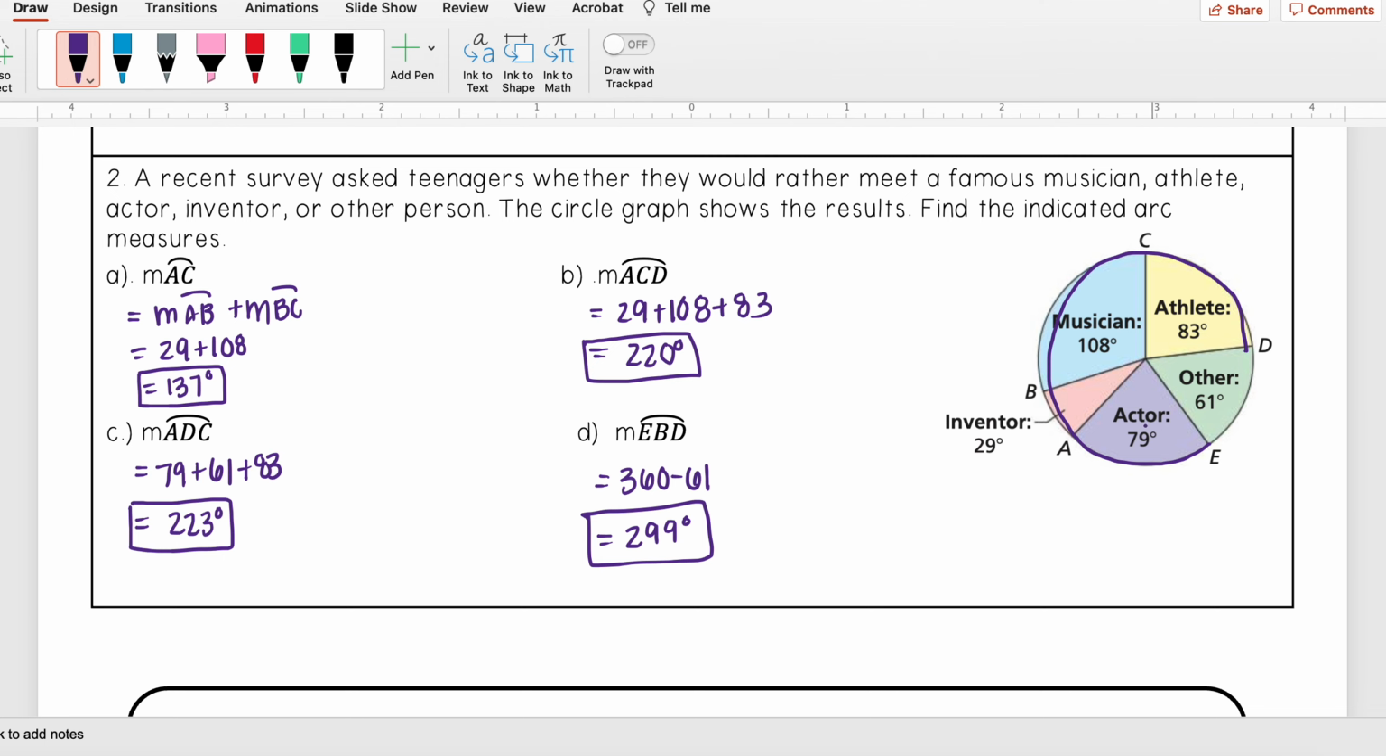And so you could have gone ahead and added all 4 of these parts together like we did in those previous portions, or you could do like I did. I see that this is a major arc, and so all I need to do is 360 minus whatever I didn't use, so that's 61 to get that 299.